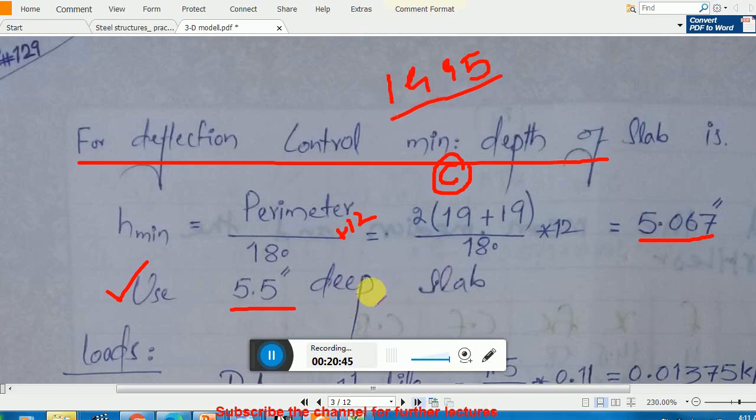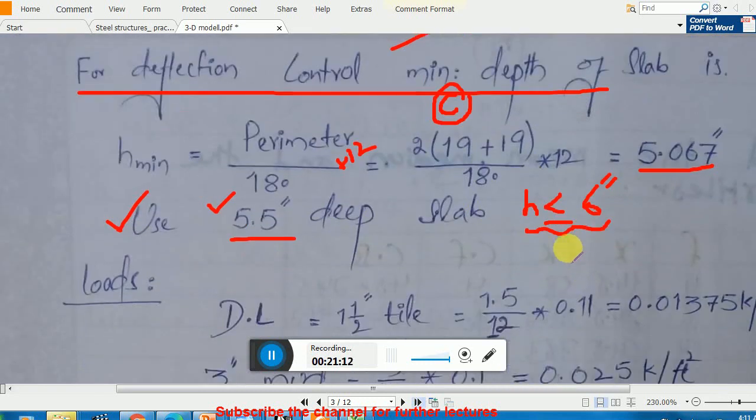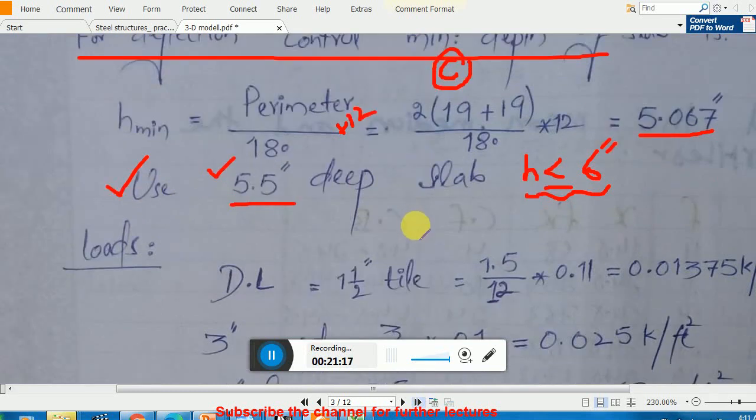In the recent editions of the ACI, they recommend that the thickness of the slab should not be less than 6 inch. But here I am using 5.5 inch. The best approach is that you use 6 inch. So please make sure that you don't use a thickness less than 6 inches for two-way or one-way slab systems. This is very important.